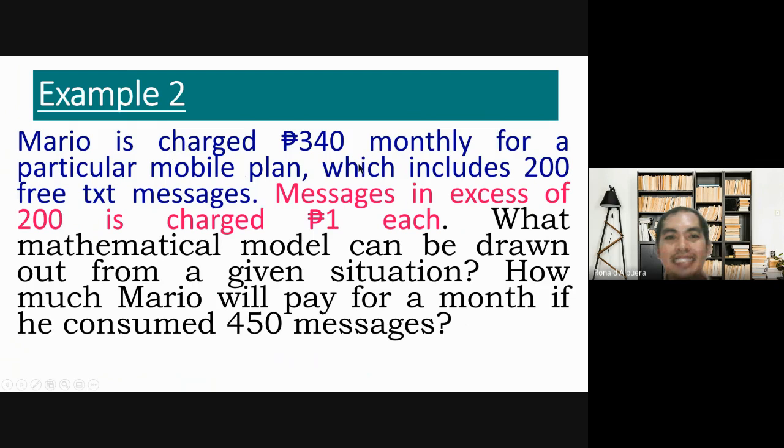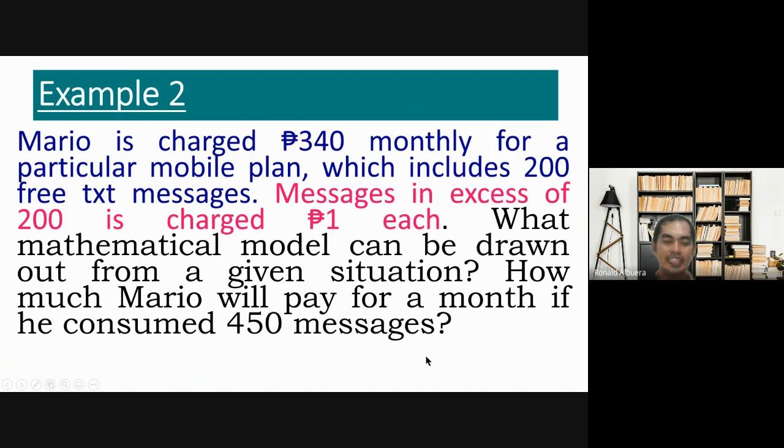Ito yung basihan ng dalawang equation. Okay? Itong what is mathematical, yan ang equation na i-form natin or functional or a function. Then, itong how much Mario, yan ang another na requirement na isosolve natin. Okay, take note, ang monthly na charge kay Mario ay 340 na may free na 200 messages. Kung lumampas sa 200, may charge na 1 peso.